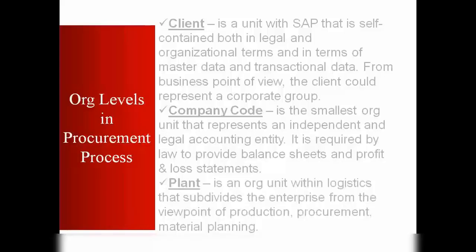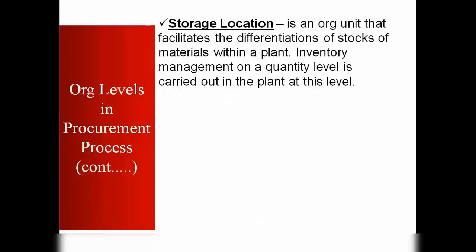Then you have storage location. Under plant, the next level down is storage location. It is an org unit that facilitates the differentiation of stocks of material within a plant. Inventory management on a quantity level is carried out in the plant at this level. In simple words, storage location is just if you want to divide your plant. The division of the plant will be called storage location, nothing else.